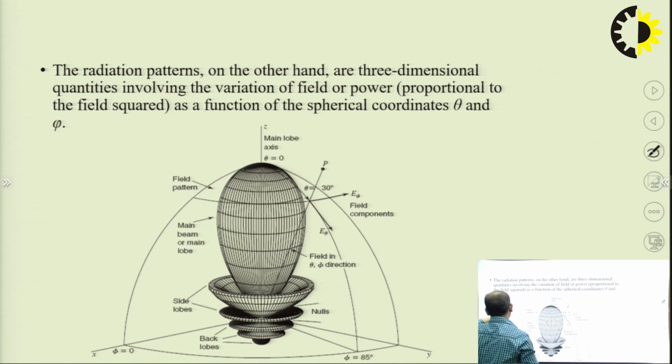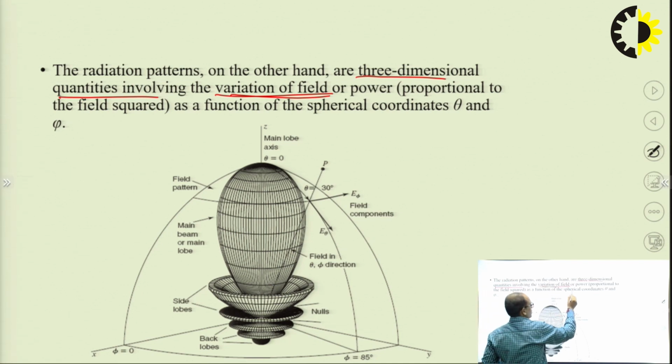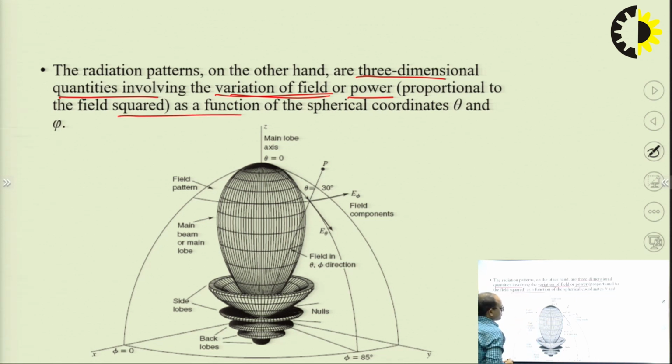So the radiation pattern is a three-dimensional quantity involving what? Variation of field: the electric field in this direction will be different from the electric field in this direction, and in this direction. So this tells us about the variation of field or power, which is proportional to the square of the field. Clear? As a function of what? Spherical coordinate system, that is r, theta and phi.